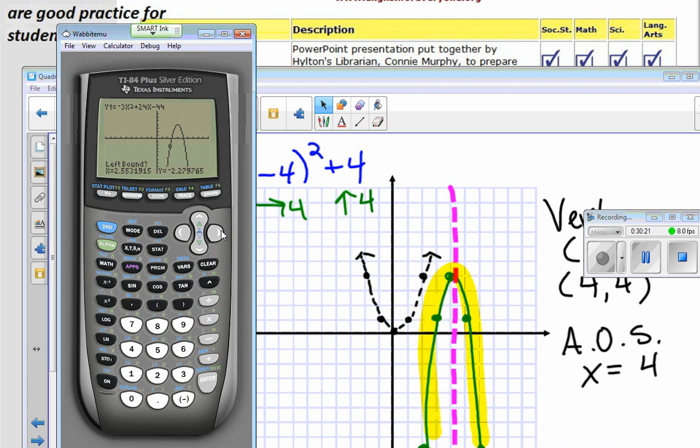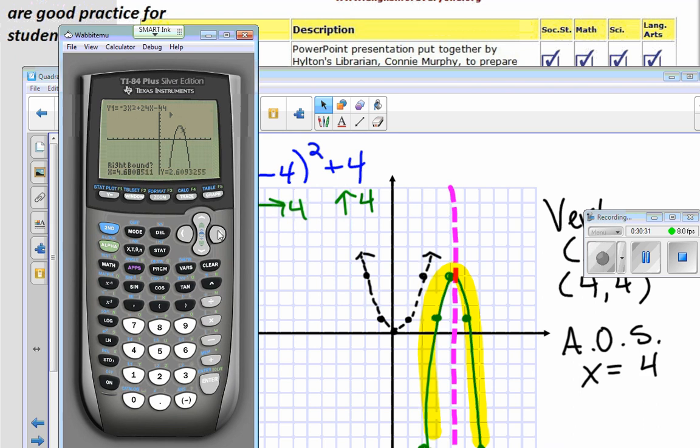Is it to the left of where the maximum is right now? So I'm going to push enter. Now I have to move it to the other side, to the right side. And anywhere to the right is fine. And I'm going to press enter. When it says guess, I'm going to press enter. And I'm going to get a maximum at 4, 4. Now again, the calculator's 3.9999 is really 4. So 4, 4 is correct.